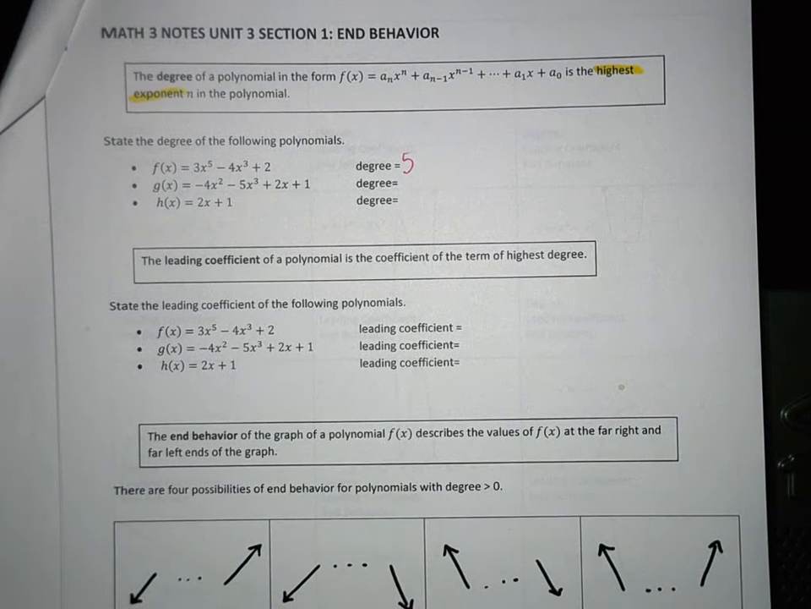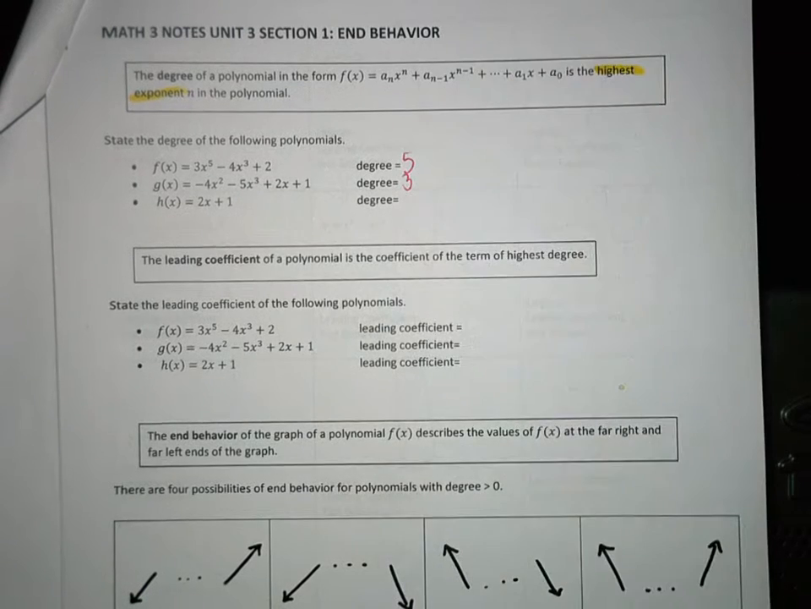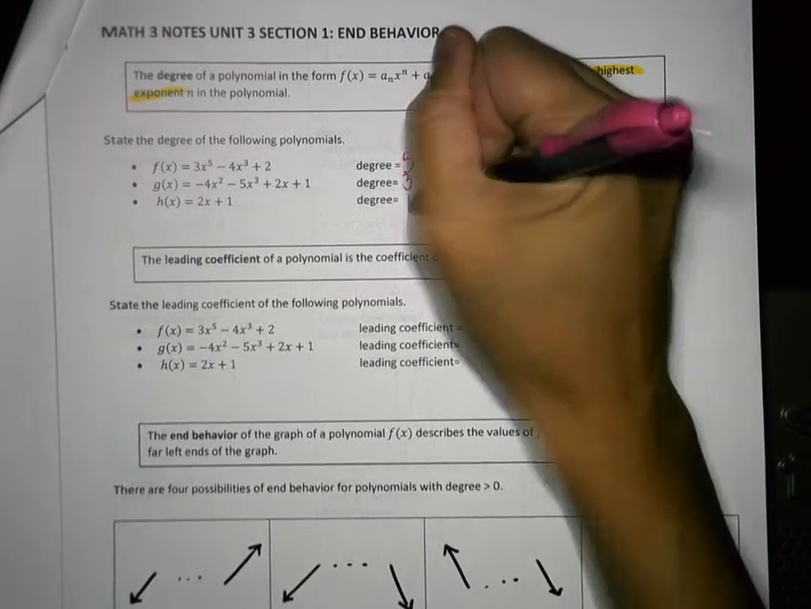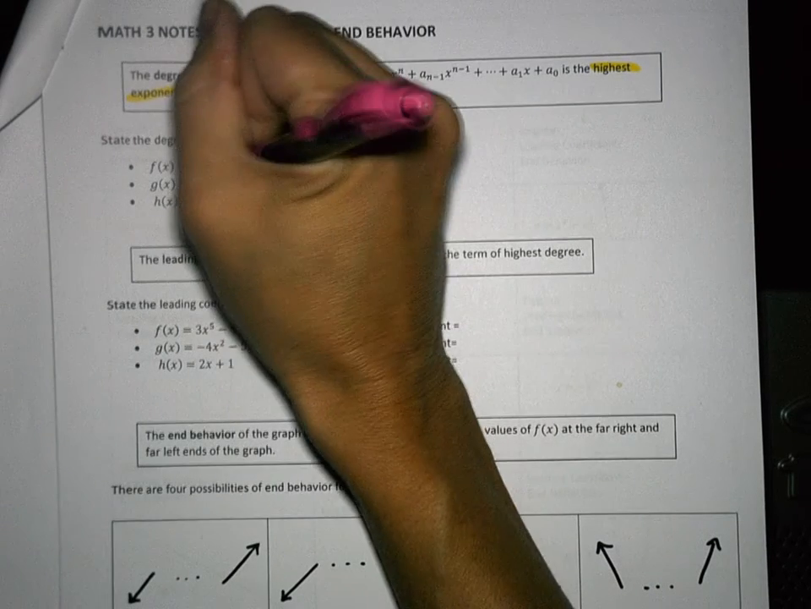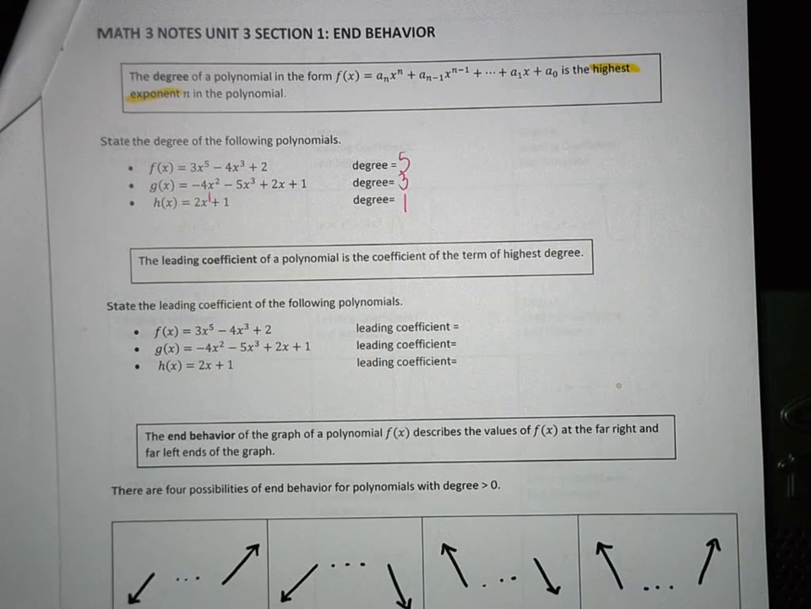If you look at the g of x example, do they have it written in descending order? No, but can you find the highest exponent in that problem? Good, 3. And then what would be the degree of the third example? 1. And remember that this x, if it doesn't have an exponent, it actually has a 1. And so that degree is 1.